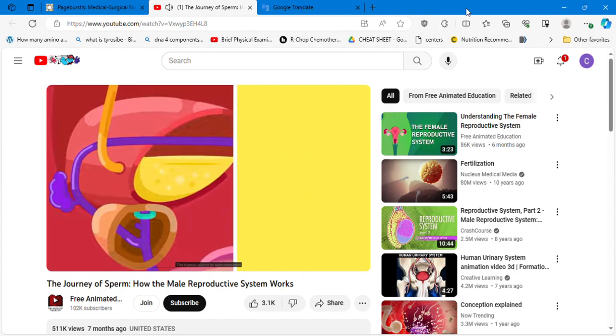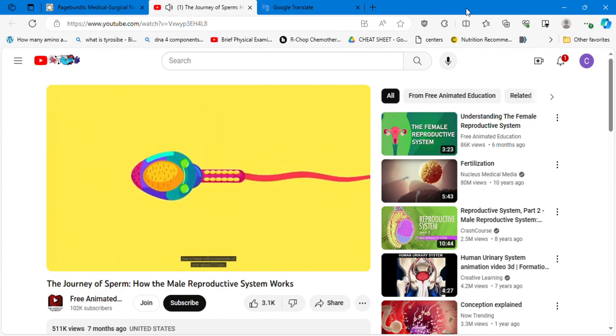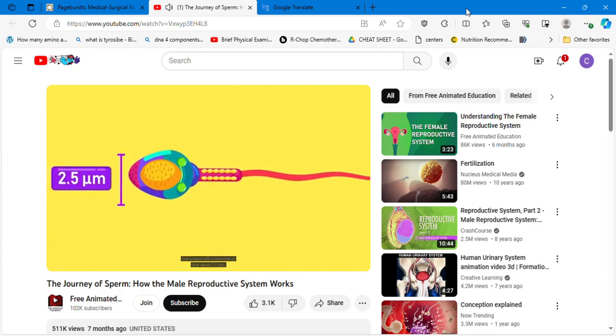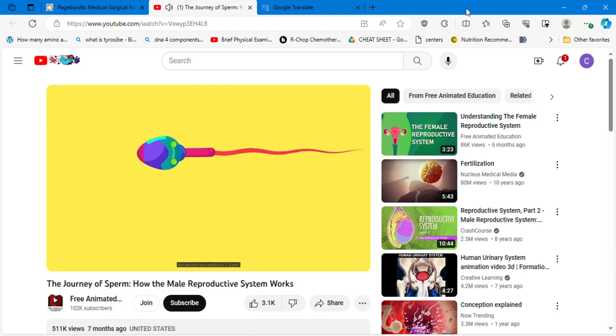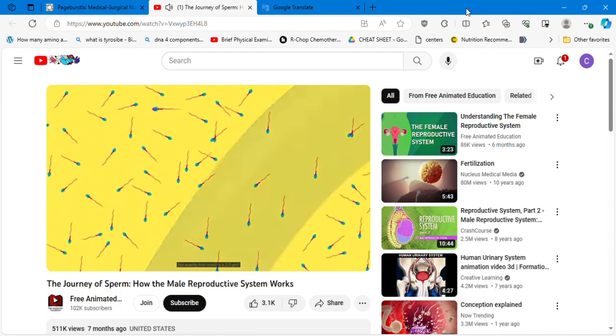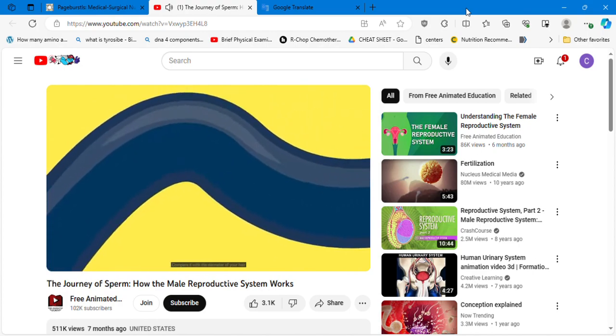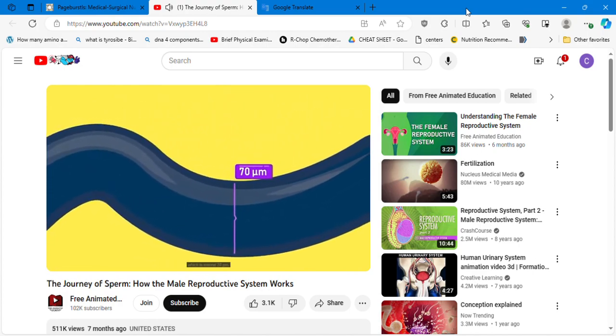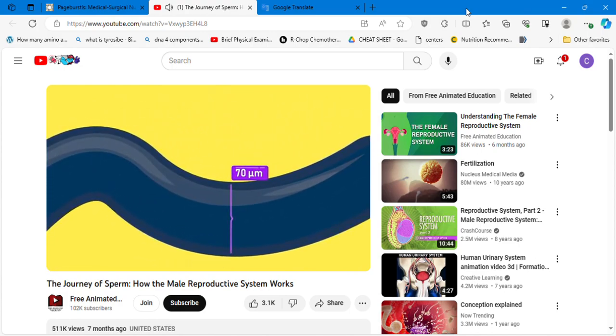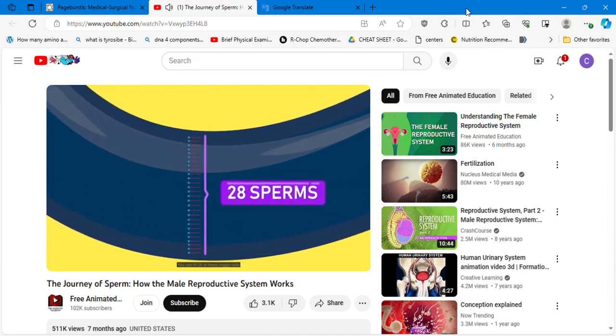The human sperm, or spermatozoon, has a head with a diameter of only about 2.5 micrometer. But exactly how small is a 2.5 micrometer? Compare it with the diameter of your hair, which is around 70 micrometer. Get the picture? You can fit 28 of these wiggly cells along the width of just a single hair.